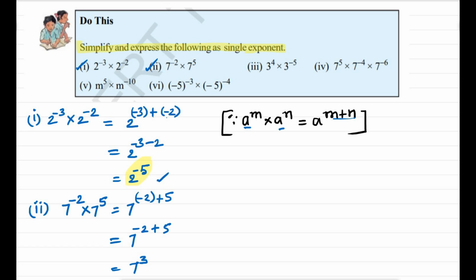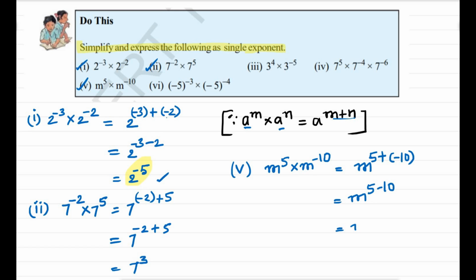And take number 5. So m to the power of 5 times m to the power of negative 10. That can be written the same way: bases are equal, so powers can be added. 5 plus minus 10 is m to the power of 5 minus 10, that is equal to m to the power of minus 5. So we have written it as a single exponent for all the problems.